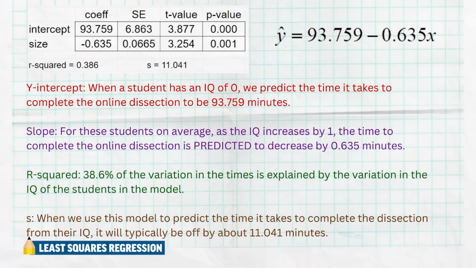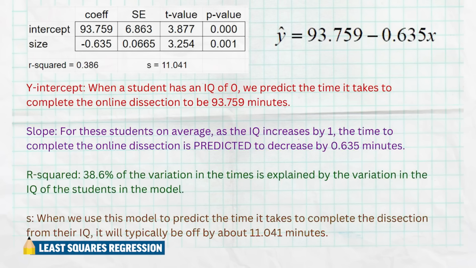Now again, that doesn't make a whole lot of sense because 0 IQ would be really, really low. I don't think anybody has an IQ of 0. But again, it's probably because of extrapolation. It doesn't mean the intercept is wrong. It just means it doesn't have a lot of meaning in context. That typically happens with the y-intercept.